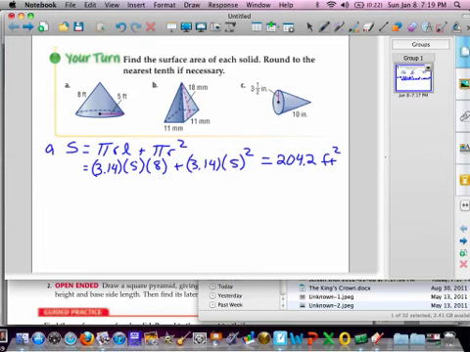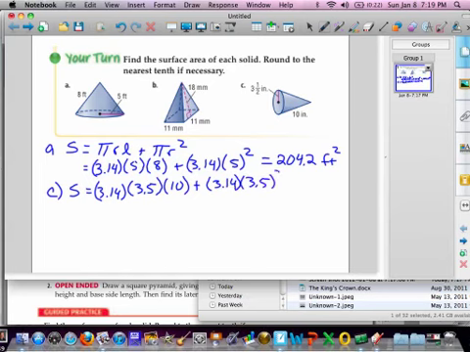Area is square. And since we've got this formula, let's work C next, because we've got another cone. So surface area for this one: 3.14 times the radius, 3.5, times the slant height, which is 10, plus 3.14 times 3.5 squared. And that's going to come out to be 148.4. So that's C, remember, so we worked it backwards.